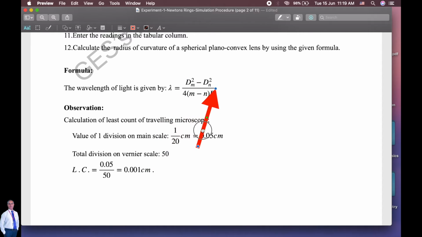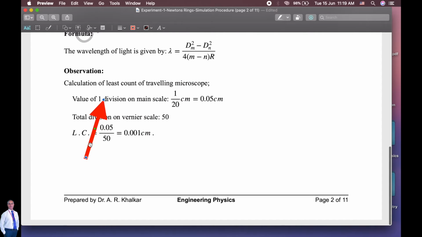Now first of all we have to find out the least count of the apparatus. So we have a traveling microscope. I will show you in the virtual lab. First of all we have to find the least count of that traveling microscope. As you know how to calculate the least count of any measuring apparatus: the smallest division on main scale divided by total number of divisions on vernier scale. So this is the formula. So how to calculate that?